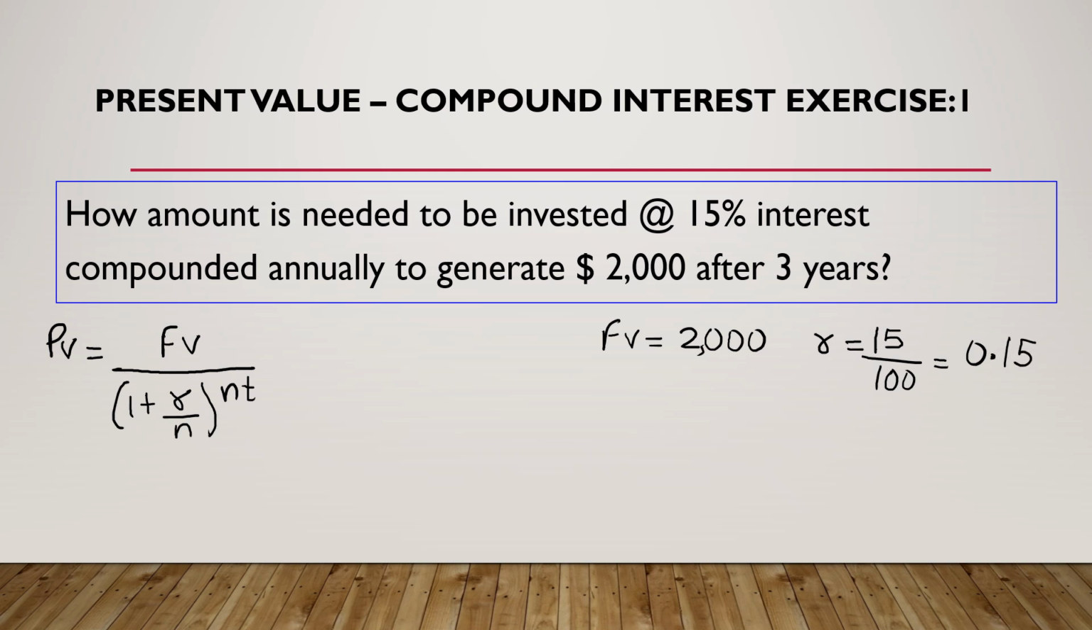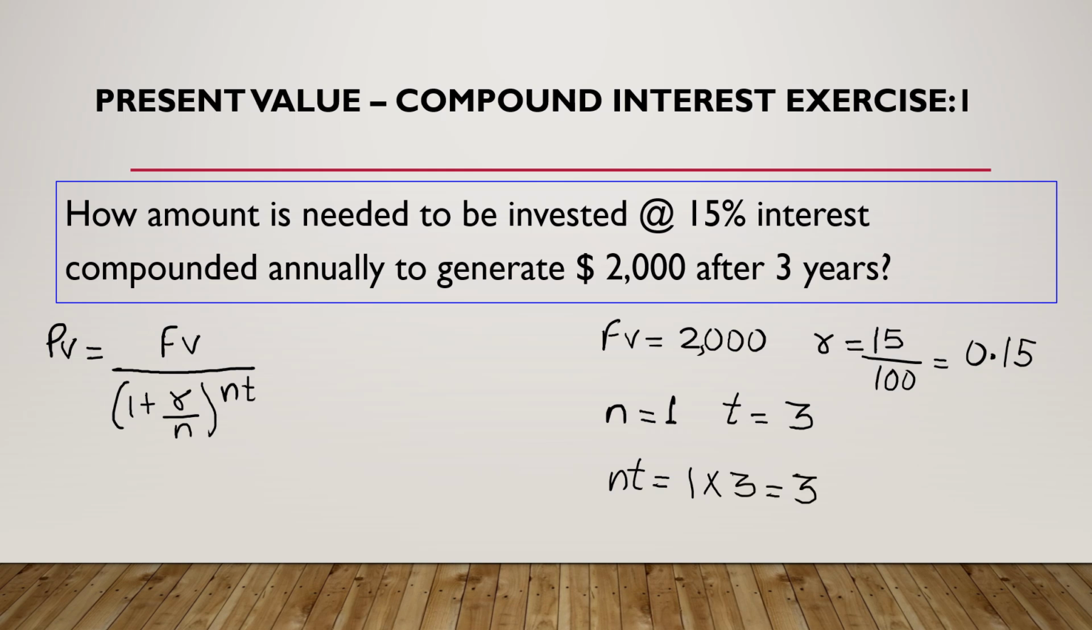Then as per the formula, the next thing is n. What is my n? It is compounded annually, meaning one time in a year. So n will be 1. What is my t? 3 years. I will keep it for 3 years. So my nt will be how much? n is 1 multiplied by t is 3. So my nt will be 3.